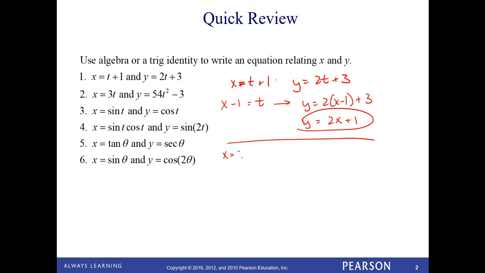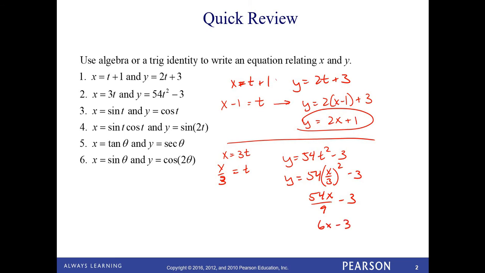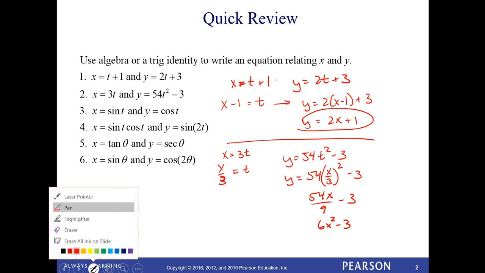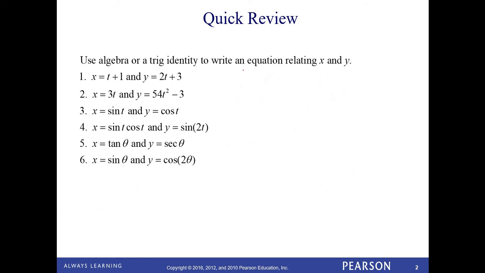Okay, so again, if x equals 3t, I can solve for t. Substituting that into the other equation, I get y equals 54 times x over 3 squared minus 3. That's 54x squared over 9, which is 6x squared minus 3. Okay, let's try some of these trig ones.